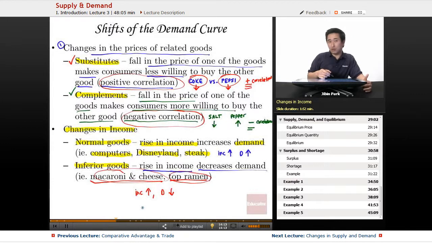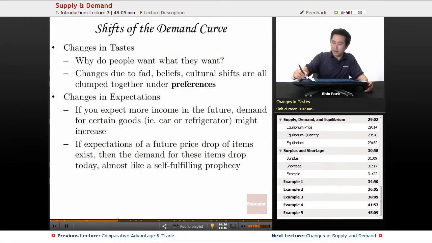So if your income decreased, so if I got fired from my job and I had no source of income, then the demand for macaroni and cheese and top ramen would actually increase. I'd want to feed my family, and with no source of income, maybe my demand for food at the 99-cent store would increase. Very sad situation, but that's basically the way economics works here.